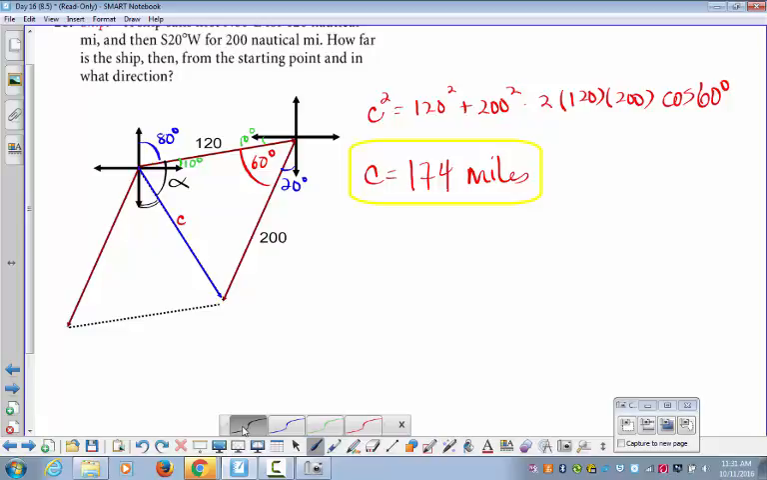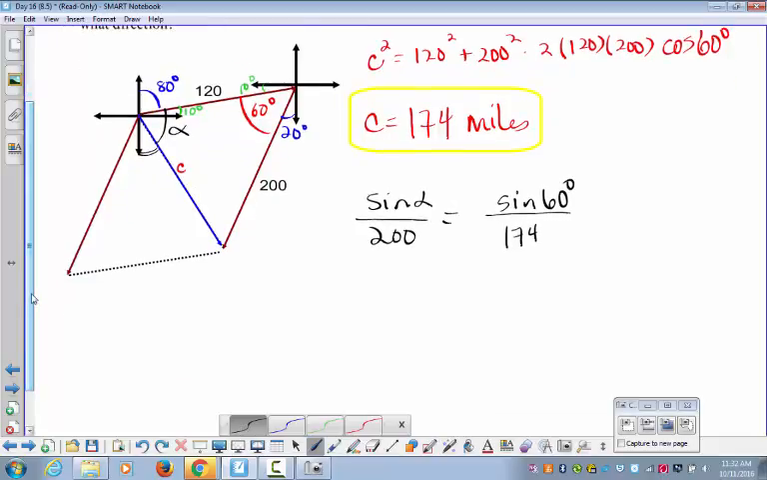Let's find alpha. So we'll do sine of alpha. Side opposite alpha looks to be 200. And then we have sine of 60 divided by the 174. So that allows us to find alpha as the inverse sine, assuming that we're pretty darn sure that it's not an obtuse angle. And that's going to be 200 times sine of 60. Oh, we know that, sine of 60. And when we type that in, what do we get to the nearest degree? 85 degrees. Thank you.